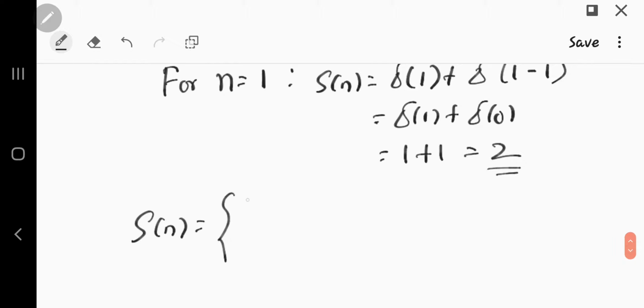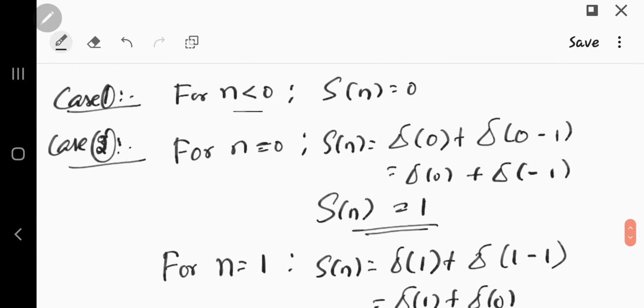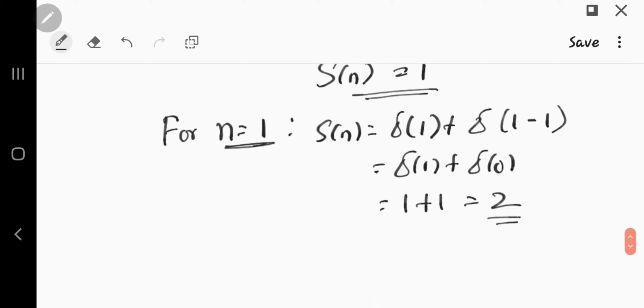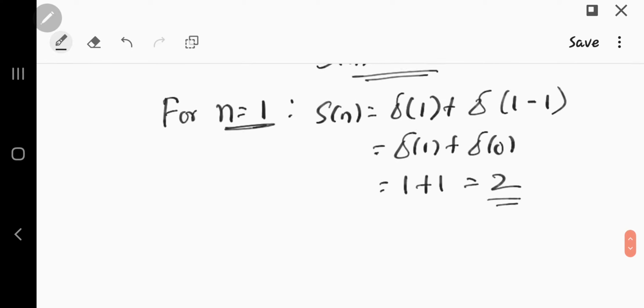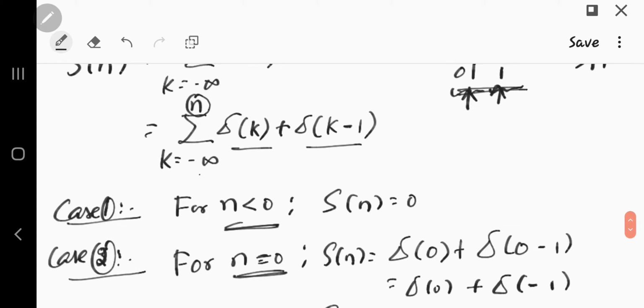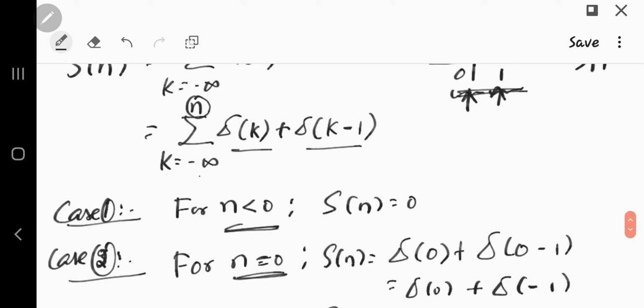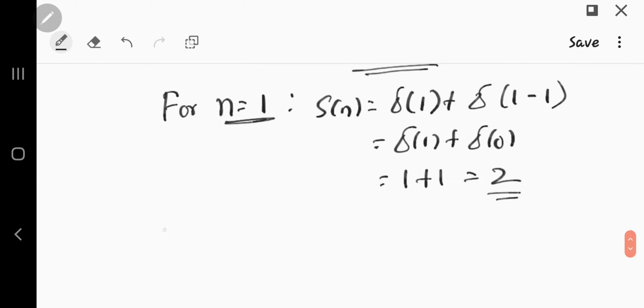S of n is equal to 0, or you can just leave it as it is, no issue about that, because the signal is present only for n less than 0, n equal to 0 and n equal to 1. So only for these values we can substitute. And because it is varying from minus infinity to n, you might be wondering what if n takes some positive values which are greater than 1. You can try that, but let's see.